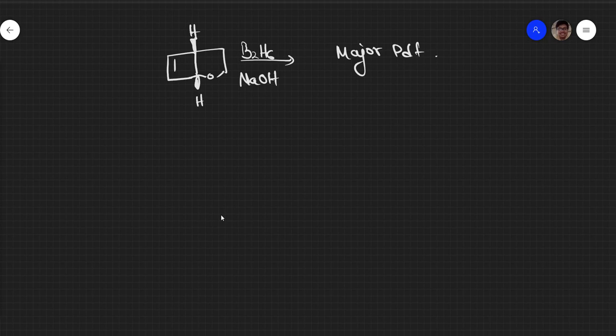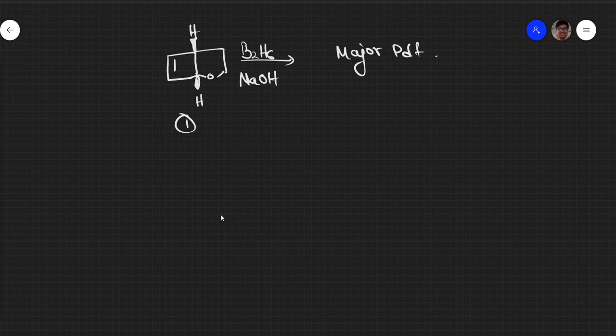So when we treat this compound 1 with B2H6 and NaOH, what is the major product? This is our problem, and basically we know by seeing this reagent that it is a hydroboration-oxidation reaction. Two things are involved here: one is stereochemistry and the other is regioselectivity.